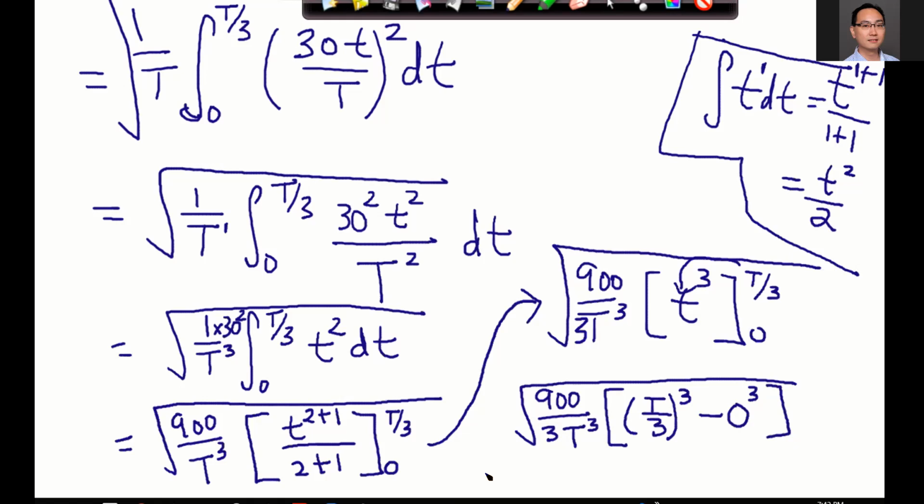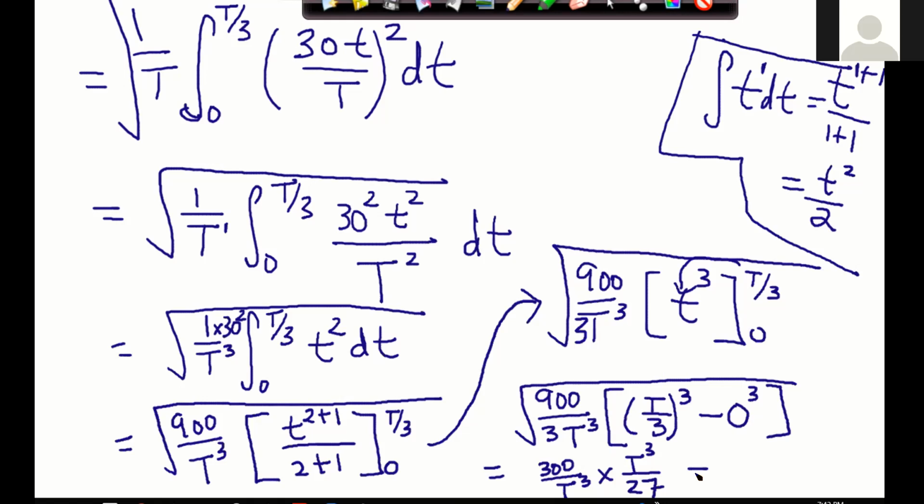So I think the rest you can solve. So this one is what? Not 100, no, sorry, 300. 900 divided by 3 is 300. So it's 300 over t cubed, right? Then times this one, t cubed. Then what is 3 to the power of 3? 27, right? 3 times 3 times 3, 27.